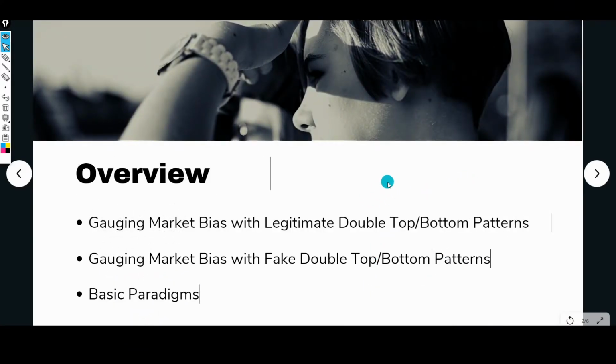Alright, here's a lesson overview. First, I'll be going over gauging the market bias with legitimate double top and bottom patterns. And then I'll go on to gauging the market bias with fake double top and bottom patterns. And then finally, I'll be going over some basic paradigms, or in other words, some basic rules that you need to understand in order to gauge the market bias with double top and bottom patterns.